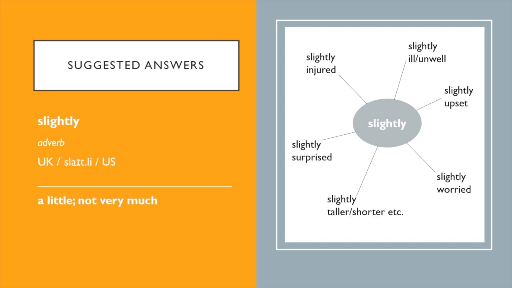Slightly is a very, very common adverb in English. It means a little or not very much. So it can collocate with a whole range of adjectives. Some examples we have are to be slightly ill or unwell, slightly upset, slightly worried, slightly taller, shorter, bigger, smaller. So they're using a comparative adjective, slightly surprised, or slightly injured. As I said, these are just some of the examples. Did you get any of these? How many of them are on your list?